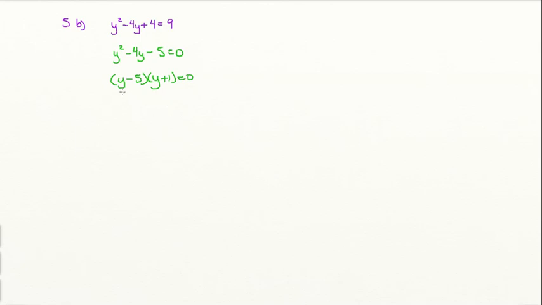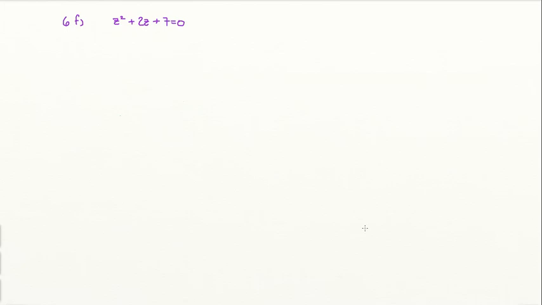So I'm going to solve it, which means I need to find my zeros. So y minus 5 equals 0, or y plus 1 equals 0. So y is going to equal 5, and y equals negative 1.